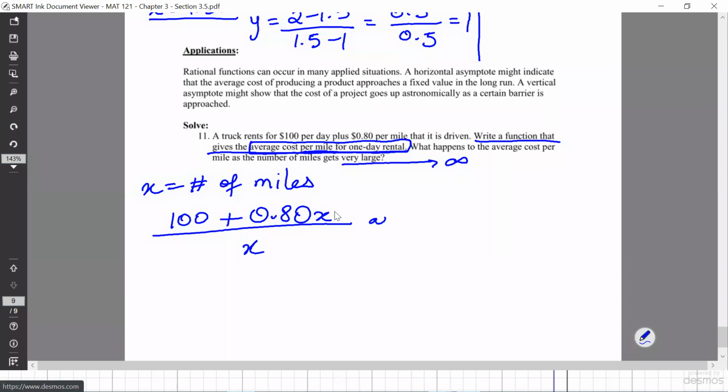So as x gets really large, and again, this is kind of hypothetical, your y value would actually be heading towards the coefficient on the top, which is 80 cents. This is, of course, 1. So what's gonna happen is the more you drive in 1 day, the cheaper renting that truck becomes, because you're kind of trying to compensate for that flat fee of $100.